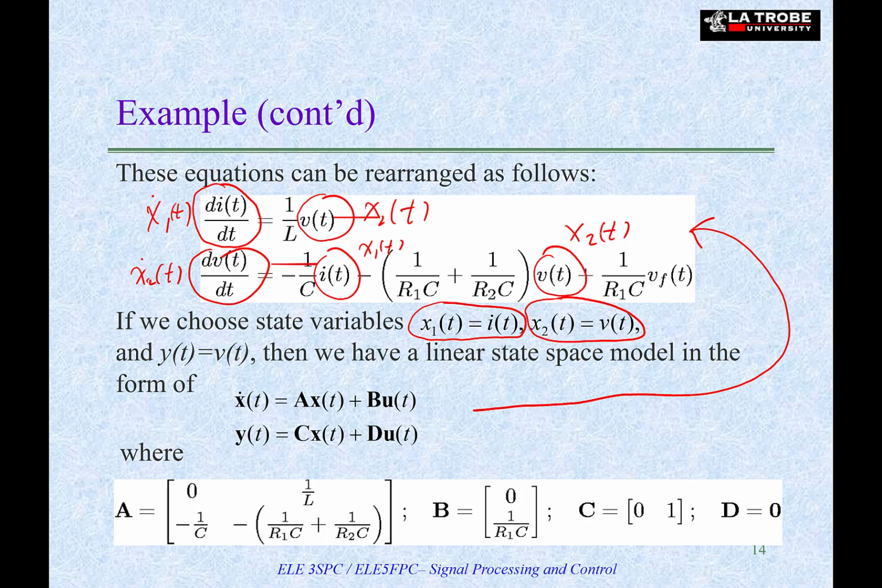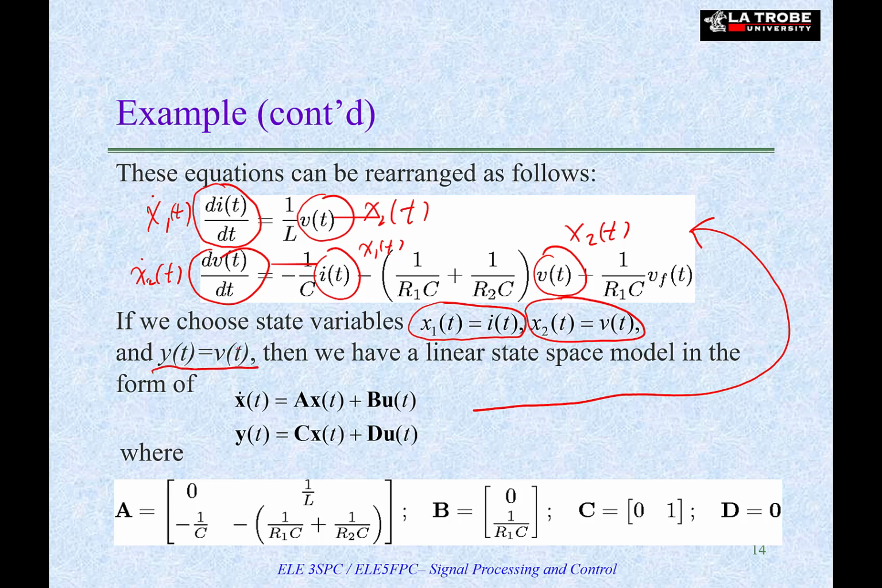The first row of matrix A is derived from the first equation shown on the slide. The second row of matrix A is derived from the second equation shown on the slide. Same for matrix B. Matrix C is derived from the output equation.